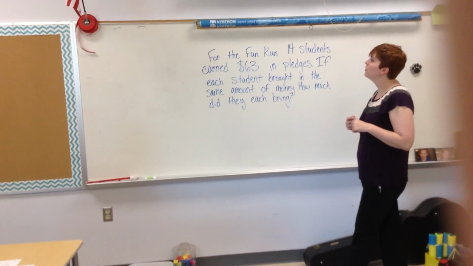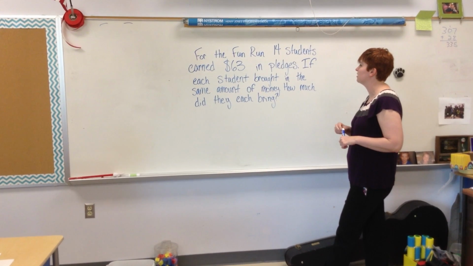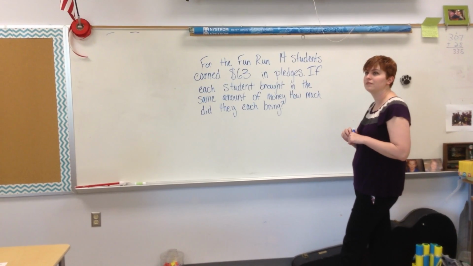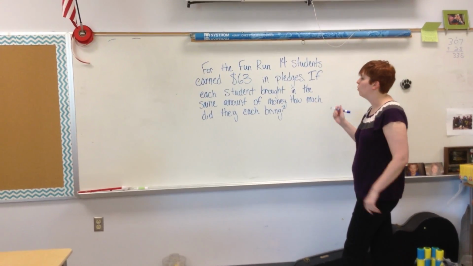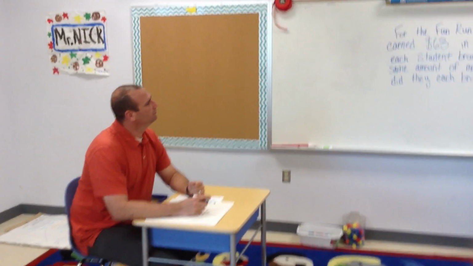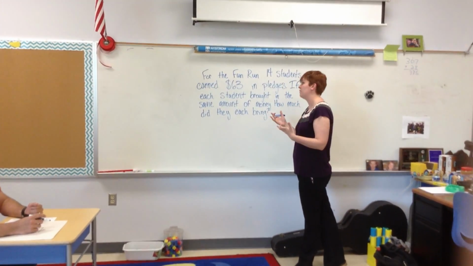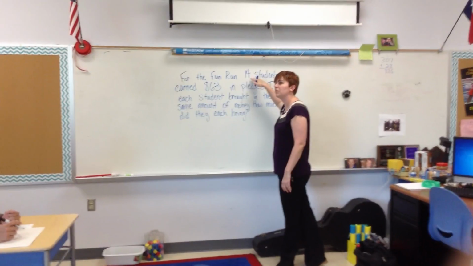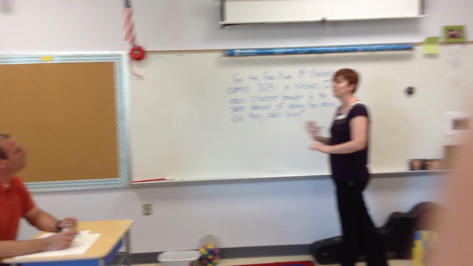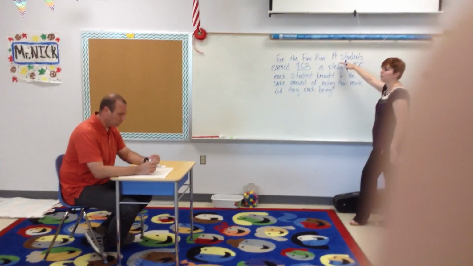Subtraction. For the fun run, 14 students earned $63 in pledges. If each student brought in the same amount of money, how much did they bring in? So, what type of problem is this? Multiplication? Well, we have 63, which is our total amount, and 14 students are bringing it in. So is each student bringing in $63, or do we only have 63? Only. Gotcha. So we're not building our number, what are we doing with it?